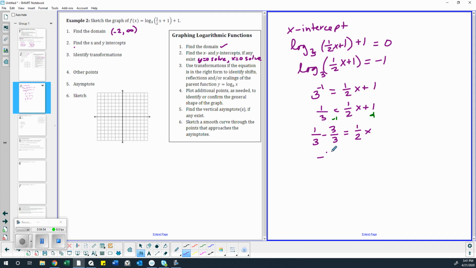get negative 2/3 equals 1 half x. So now in order to get rid of the 1/2, we multiply by 2. So that gives us -4/3 equals x. So there's our x-intercept at -4/3.